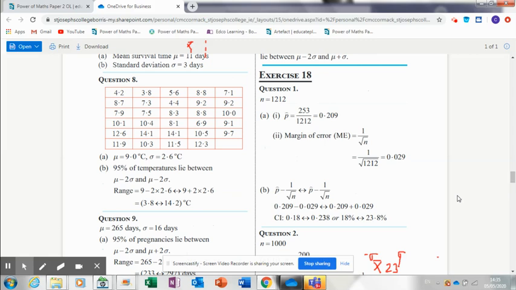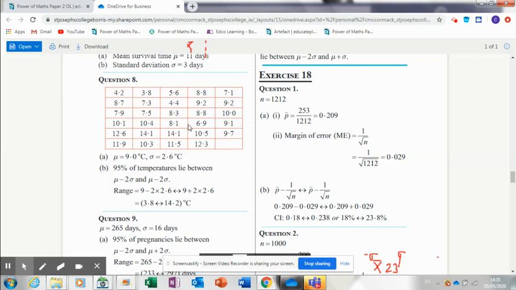Right, now looking at question 8, the temperatures of a meteorology station during the month of February measured in degrees Celsius are shown in the following table. So there are all the different temperatures recorded for the month. Find the mean temperature and the standard deviation correct to one decimal place. So how do I find the mean? I have to add them all up.